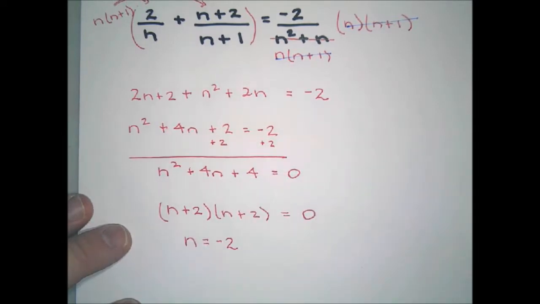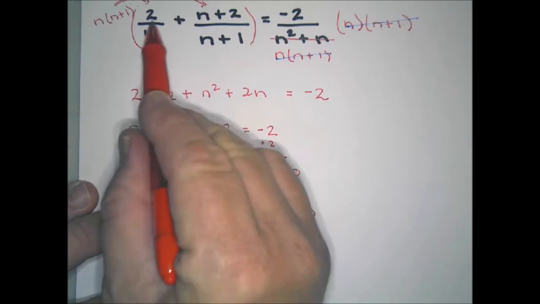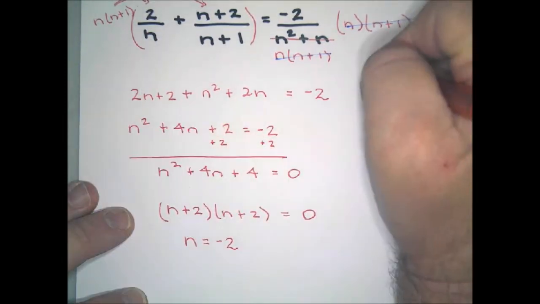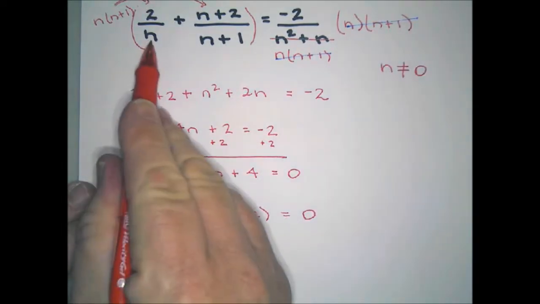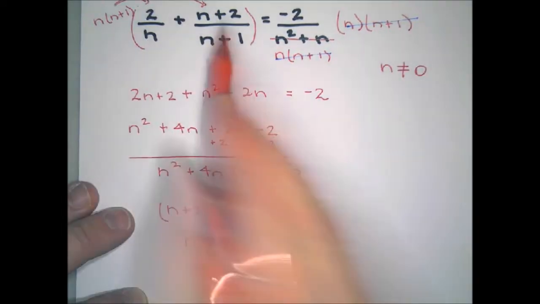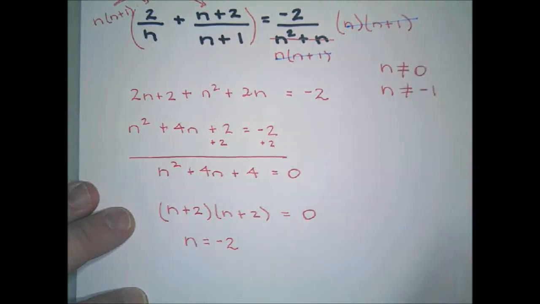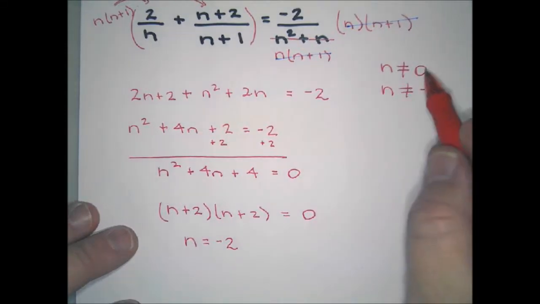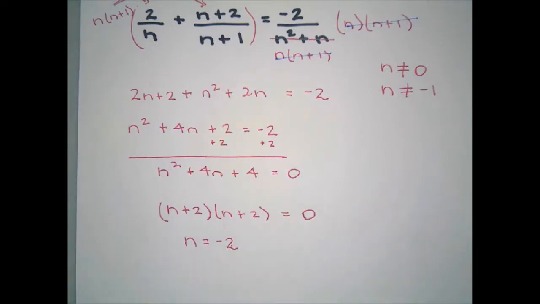Now remember restricted values. Let's make sure we can have n equals negative 2 as an answer. Let's go back to the original problem. That's telling us right there that n cannot equal 0, and this is telling us right here that n cannot equal negative 1. So as long as I don't have either 0 or negative 1 as an answer, I'm okay. And so it looks like I'm okay.